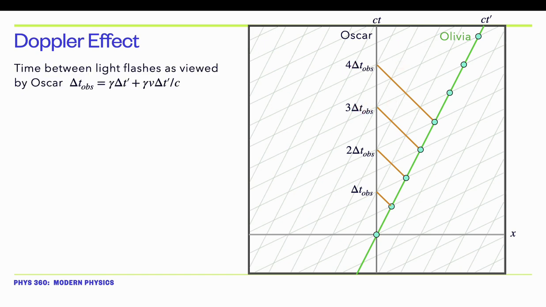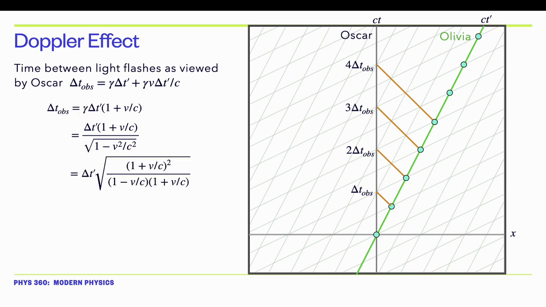Okay, so let's simplify this equation a little bit. So you can pull out a gamma delta t prime from both terms, leaving a 1 plus v over c. Gamma is 1 over square root of 1 minus v squared over c squared. Let's include the 1 plus v over c inside the square root. So this becomes squared when you pull it inside the square root. And 1 minus v squared over c squared can be expanded to 1 minus v over c times 1 plus v over c.